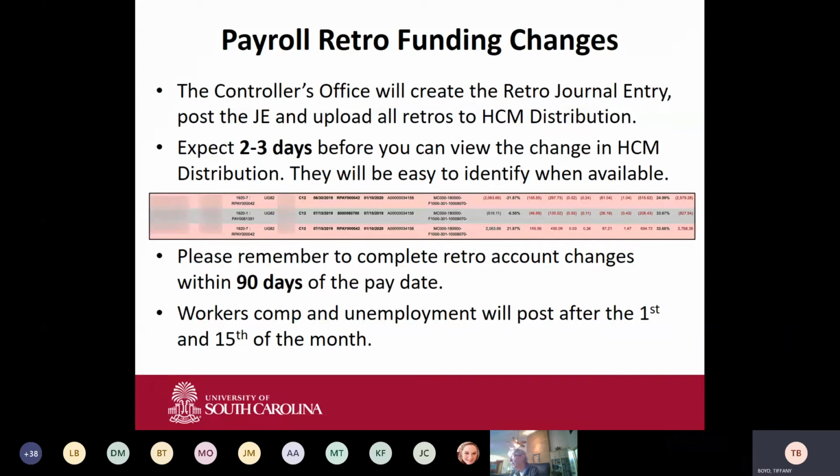And then just a reminder that workers' comp and unemployment will post after the 1st and the 15th payroll. And if there's been any RPay adjustments in between the 1st and the 15th, those adjustments are automatically calculated into whatever posts after the 1st and the 15th.